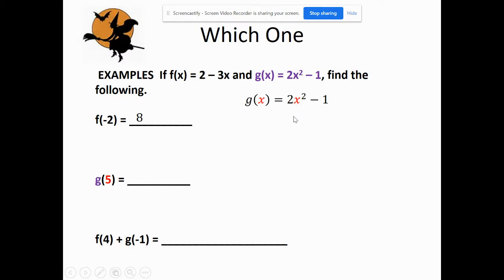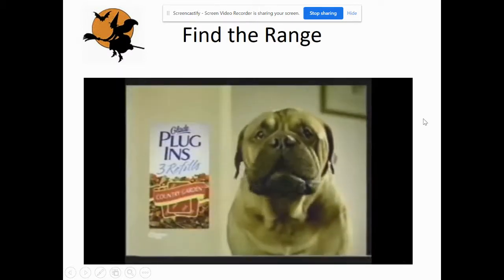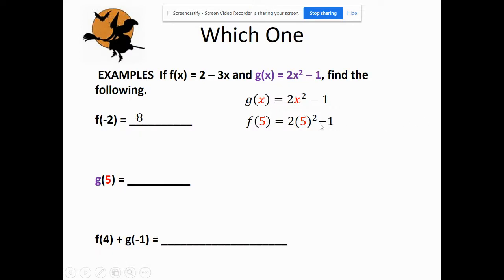g of x is 2x squared minus 1. I'm going to plug a 5 in. But notice I wrote where the x is, I made a parentheses and put a 5 in it. Order of operations says I do 5 squared before I do 2 times 5. So 5 squared is 25, times 2 is 50, minus 1 is 49.